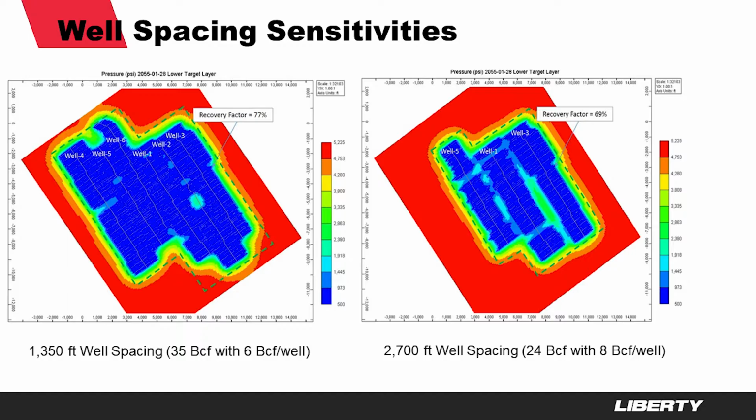Unfortunately, the economics were not very favorable for that scenario with over $10 million well cost. So we also ran the case on the right, where we now took 3 wells out and modeled a 2,700-foot well spacing. This gives us a total of 24 BCF recovery after 40 years, which is 11 BCF less. However, now we can produce about 8 BCF per well, which may be economically more favorable.